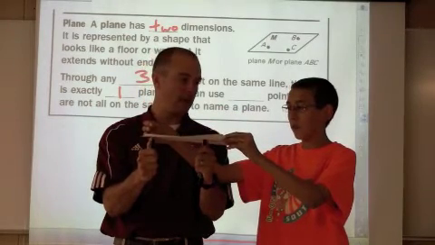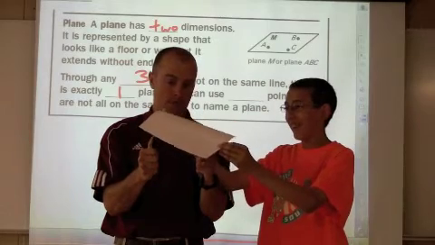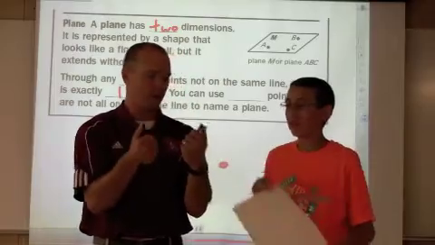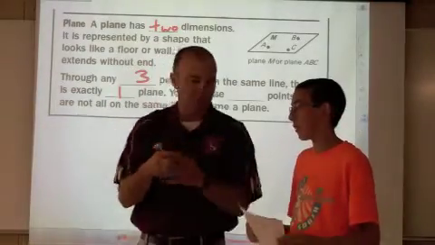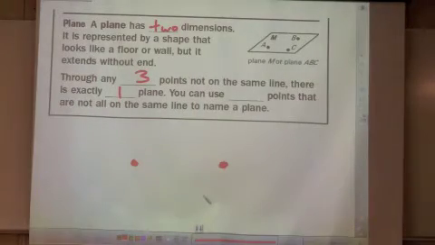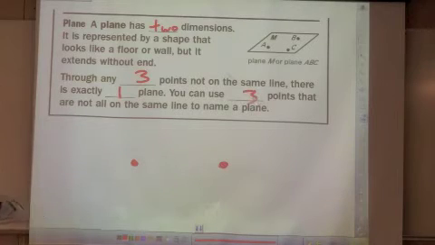Can you make the paper diagonal for me? There you go, right? So you made 3 different planes that went through 2 points. There's an infinite number of possibilities if you only have 2 points. That's why you need a third point to define where a plane is. So you can use 3 points that are not on the same line to name a plane.